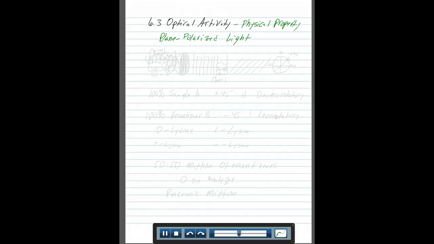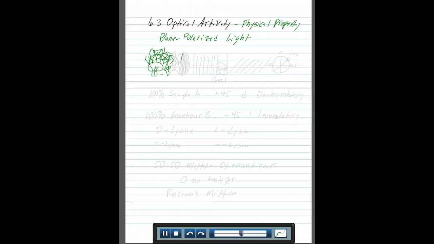So let me give you the quick version of what the experiment is, and like I said, you can read more about it in your book, or if you want to look online for a video. Imagine I have a light bulb, and the light bulb is shining light waves in multiple directions. All these are light waves.